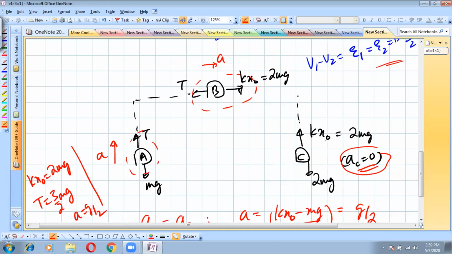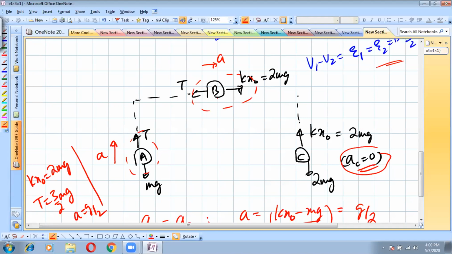Then what happens? See, the distance between B and C starts reducing now, because C at that moment is at rest. This fellow started accelerating with g by 2. So the spring is relaxing. As the spring relaxes, this kx naught changes to kx, which is gradually becoming lesser and lesser compared to 2 mg. So now C will also start accelerating. B's acceleration will become less. So eventually all that will change. This is just at that particular moment. Okay. All right. So that does that question.